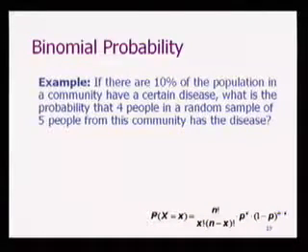This question says, if 10% of people in a community have a disease, what is the probability of 4 people in a random sample of 5 from this community having the disease? So I'm going to take 5 people from this community, and this is a huge community. We know that 10% of this community has a certain disease. We're going to take 5. Is this a binomial experiment?